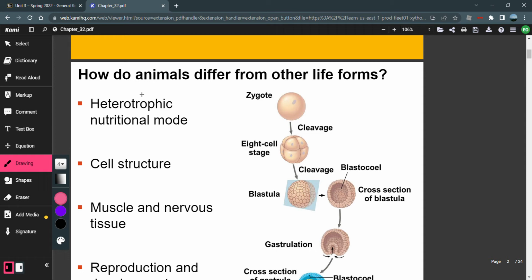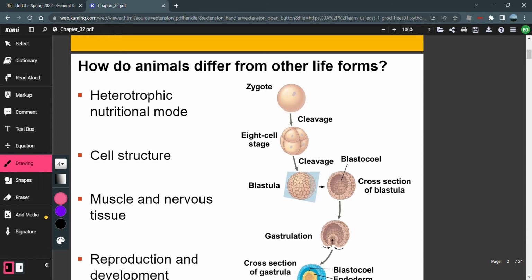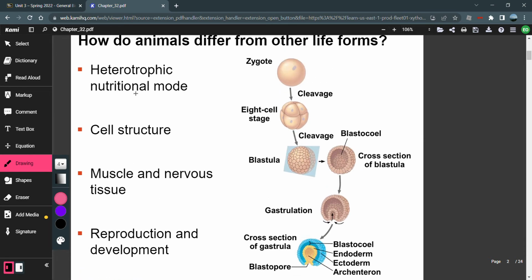Well, first, animals must consume other living organisms to meet their nutritional needs, so they're heterotrophic. An animal must eat or ingest, however they consume energy, they have to consume another organism to meet their energy demands.